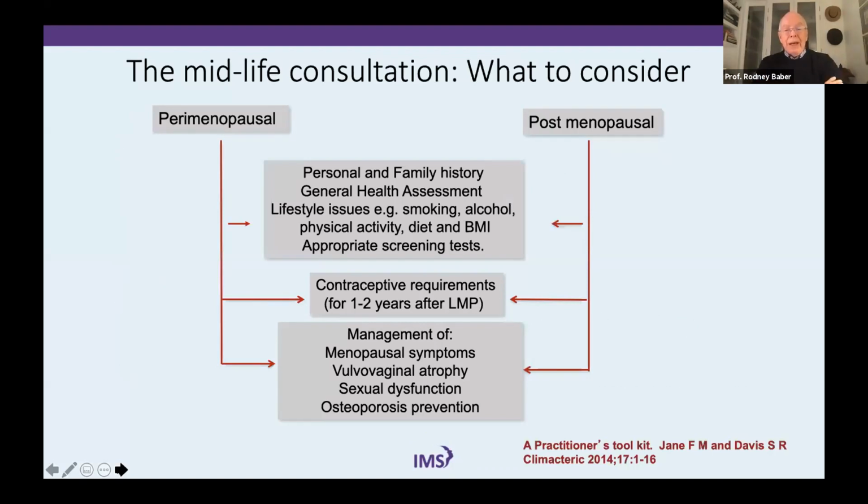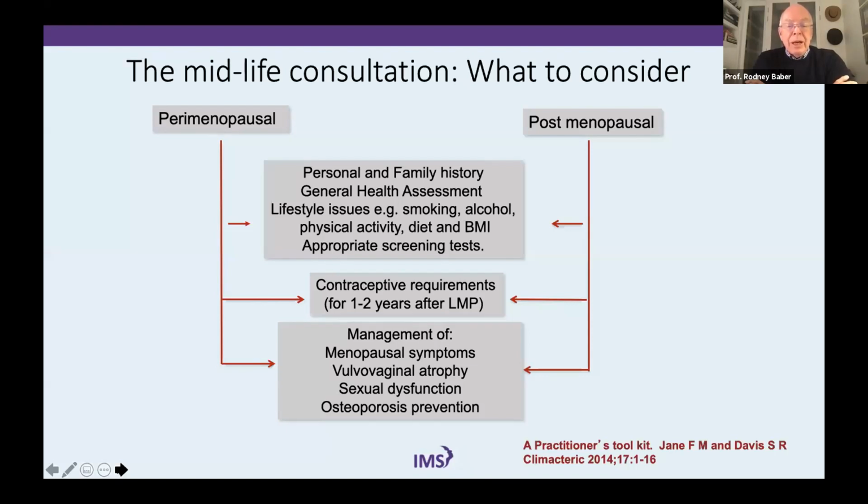And that brings me to the midlife consultation and really what we should consider. This data here is taken from the practitioner's toolkit, which I've referenced at the bottom of the slide. And you can see that whether a woman is perimenopausal or postmenopausal, this is a critical consultation and sets this woman up for healthy lifestyle moving forward.